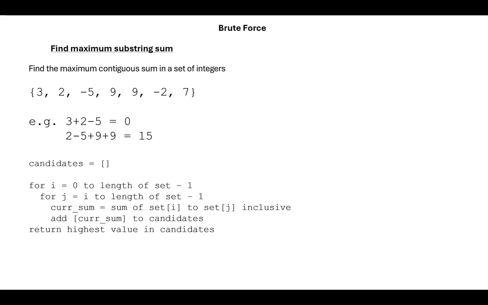Now I put add current sum to candidates because when I first wrote this, I was going to keep track of the starting point and the end point. Then I thought to myself, well, it doesn't matter, we just want the actual maximum sum. In which case it would have been better to say, let the maximum sum equal 0, and if the current sum is greater than that, then set the maximum sum to the current sum. This works, it's just slightly less efficient. And we make sure we have it returning the highest value in the candidates.